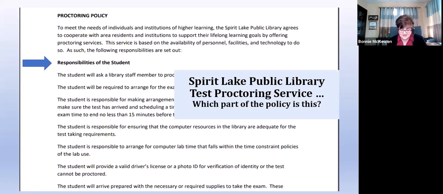Actually, you'll also see in the opening paragraph at the top of the slide, that looks like a philosophy of service. It looks like a philosophy of service because it is just that. It reads, to meet the needs of individuals and institutions of higher learning, Spirit Lake Public Library agrees to cooperate with area residents and institutions to support lifelong learning goals by offering proctoring service. The service is based on availability of personnel, facilities, and technology to do so. So this example gives us both regulations and philosophy.